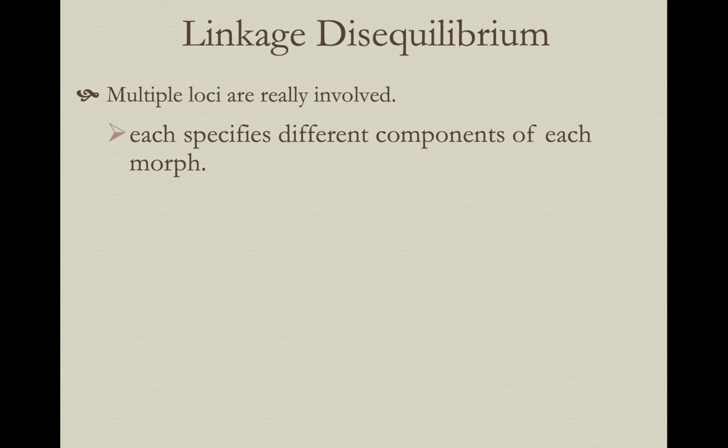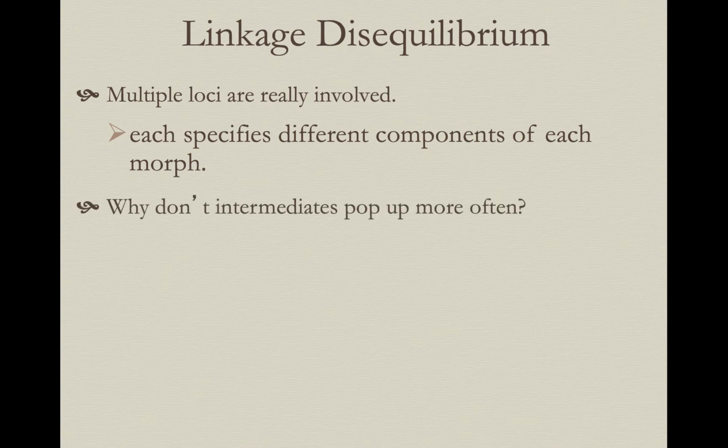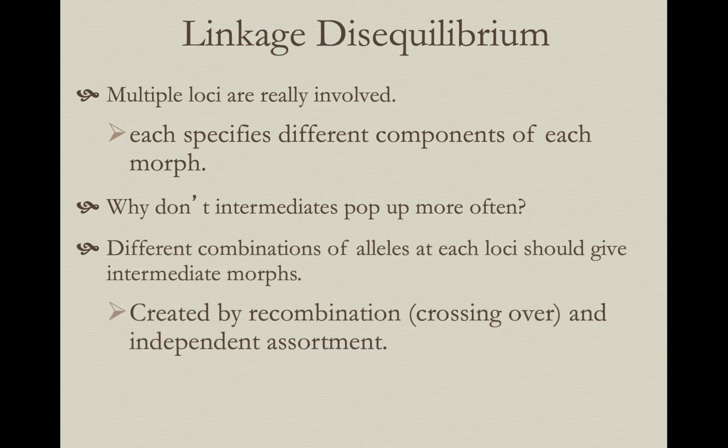So what's really going on here is it's not a single gene locus. There are multiple loci that are involved. Each specific component is driven by different loci. So that begs the question, why don't intermediates pop up more often? I mean, we should be getting different combinations of alleles at each of the loci, giving intermediate morphs.